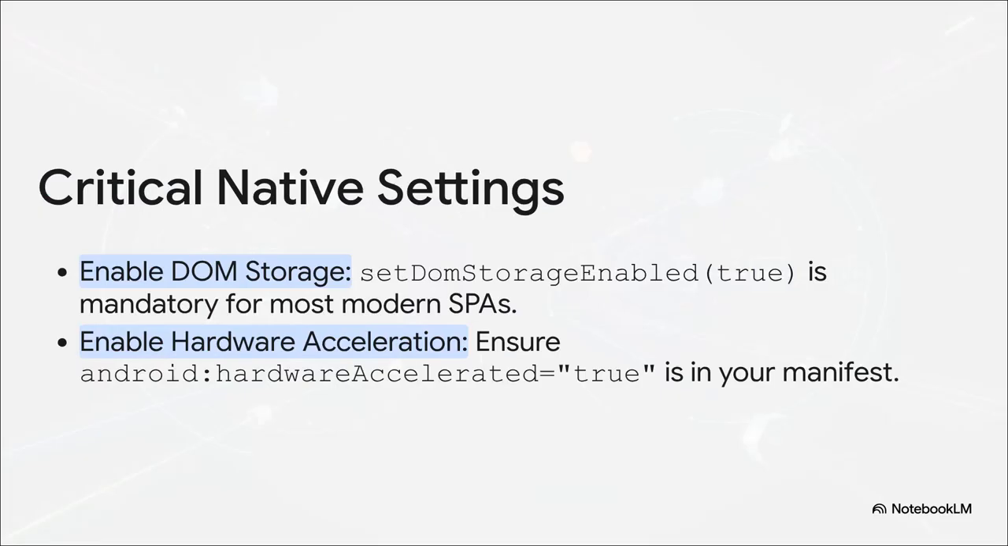All right, besides caching, there are two more things that are pretty much mandatory today. First, you have to enable DOM storage. Modern web apps just break without it. It's not optional anymore. And second, double-check your app's manifest and make sure hardware acceleration is turned on. You want the phone's GPU doing that heavy rendering work, not the CPU.